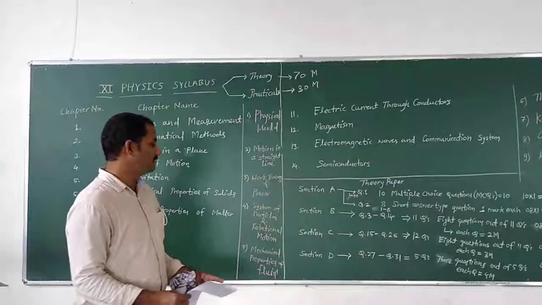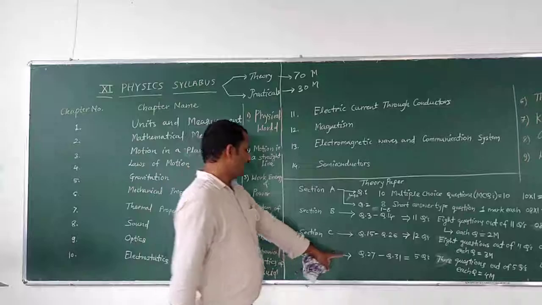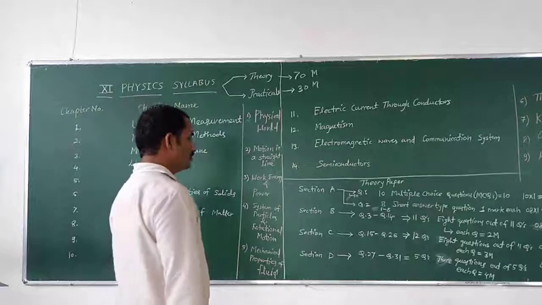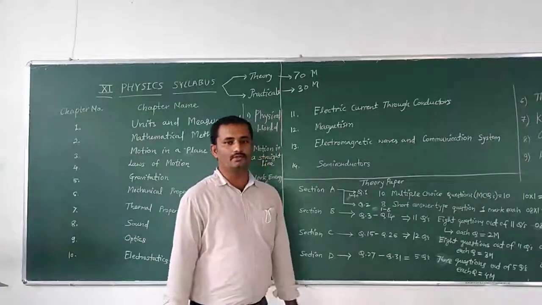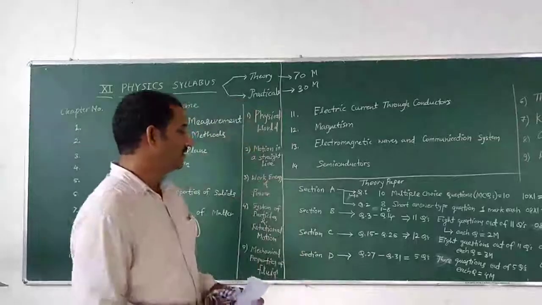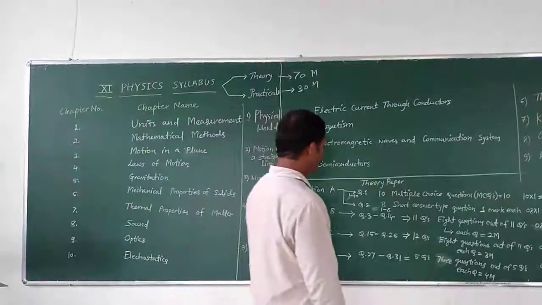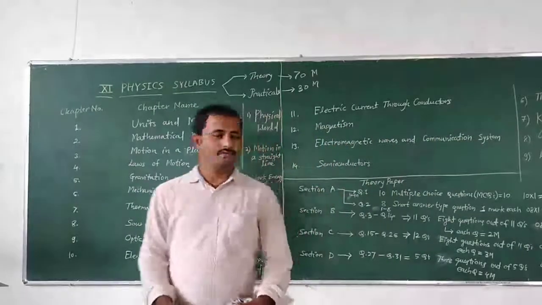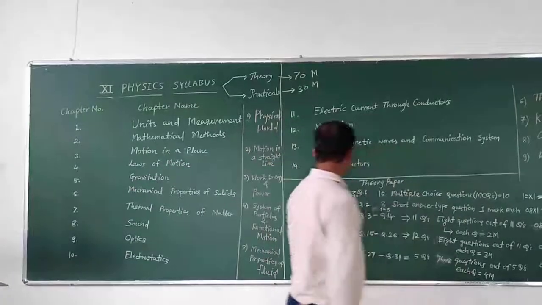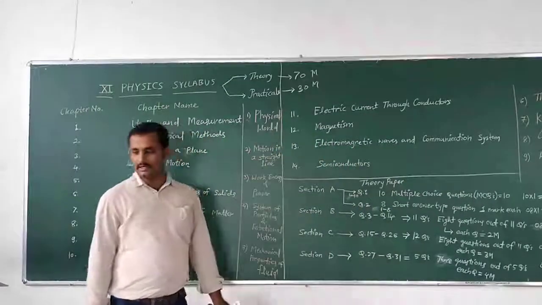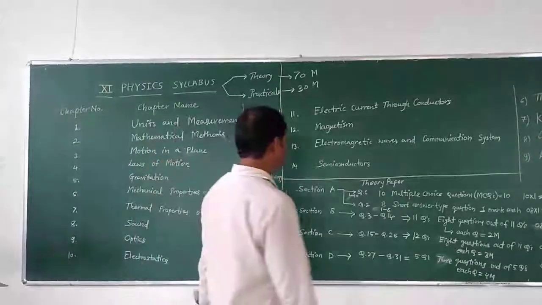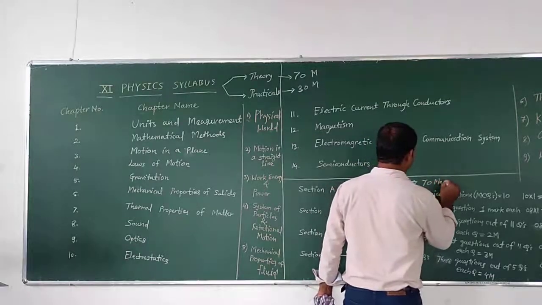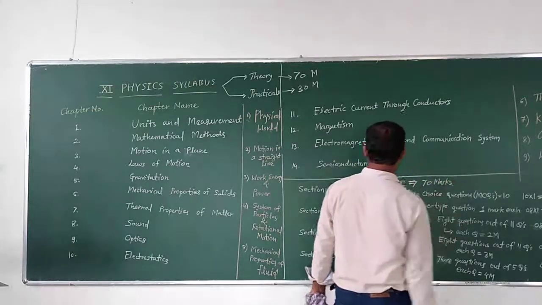Then section D will start from 27 to 31. So 5 questions are there. You have to solve 3 questions out of 5, and each question will carry 4 marks. So the total marks for section D are 12. So if you add all the marks of section A, B, C and D, the total marks for the theory paper is 70. So 70 marks for theory paper.